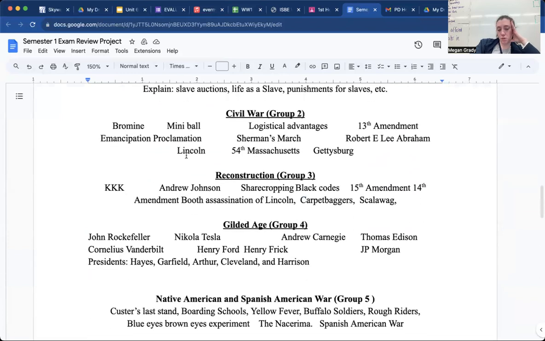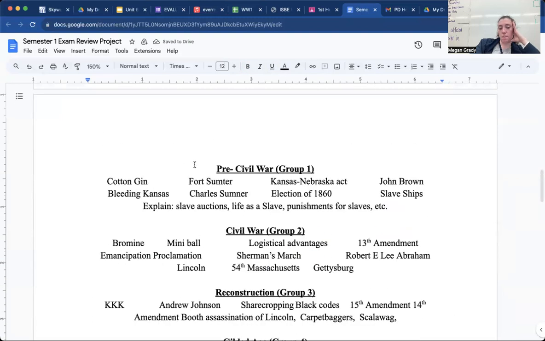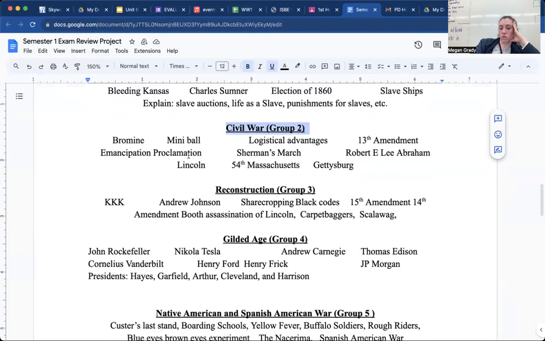Here are the groups, right? Or the group topics. Here, let me underline this for aesthetic purposes, obviously. Pre-Civil War will be group 1, right? Going over the Cotton Gin, Fort Sumter, Kansas-Nebraska Act, John Brown, explaining what slave auctions were like, life as a slave, punishments for slaves, stuff like that, right? Stuff from Unit 1. Group 2 is Civil War, right? So talking about bromine, the mini ball, Emancipation Proclamation, Sherman's March, the 13th Amendment, all of those things.